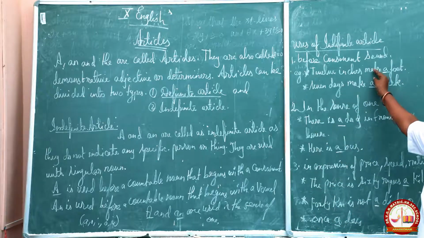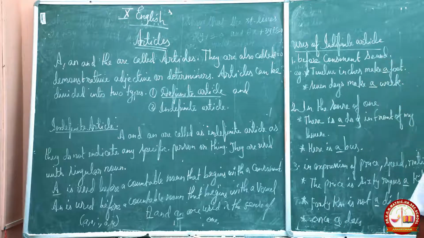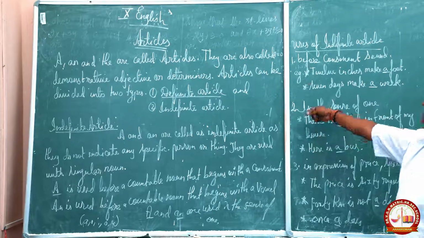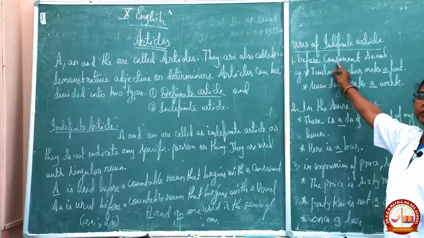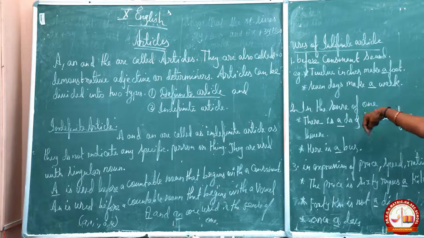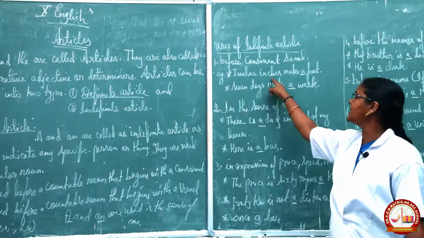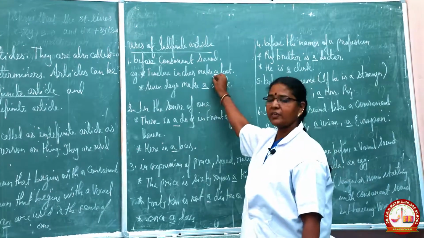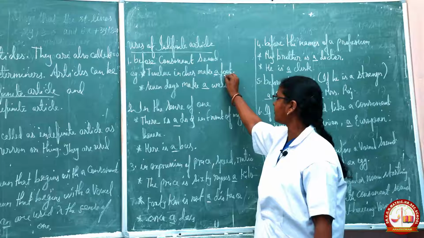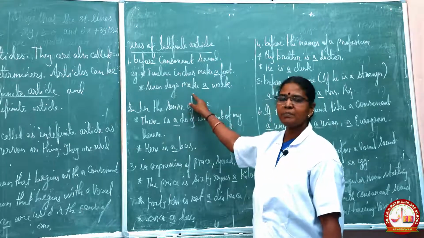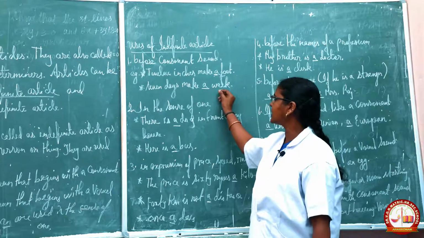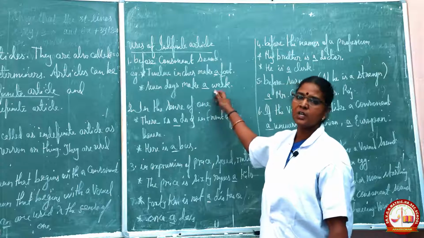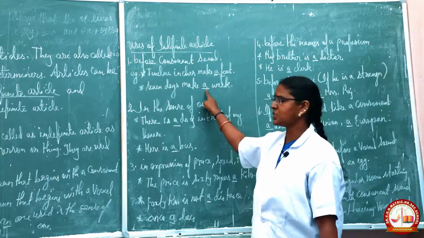Now we must see uses of indefinite articles. So what are indefinite articles? A and an are called indefinite articles. First, a. A is used before a consonant sound. For example, 12 inches make a foot. So here a refers to the consonant sound, that is F. Seven days make a week. So a week. Here W is a consonant sound. So if it is a consonant sound, we must use a.